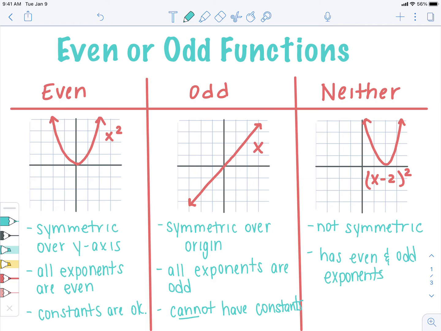Or it might be something that has an odd exponent and a constant, because constants are considered even. Anytime it's not all even or all odd, we'll say it's neither, because it doesn't fall into either category. So you're going to look at graphs today and decide if they're even, odd, or neither, and you're also going to look at equations. So let's look at a couple examples, and then we'll get rocking and rolling.